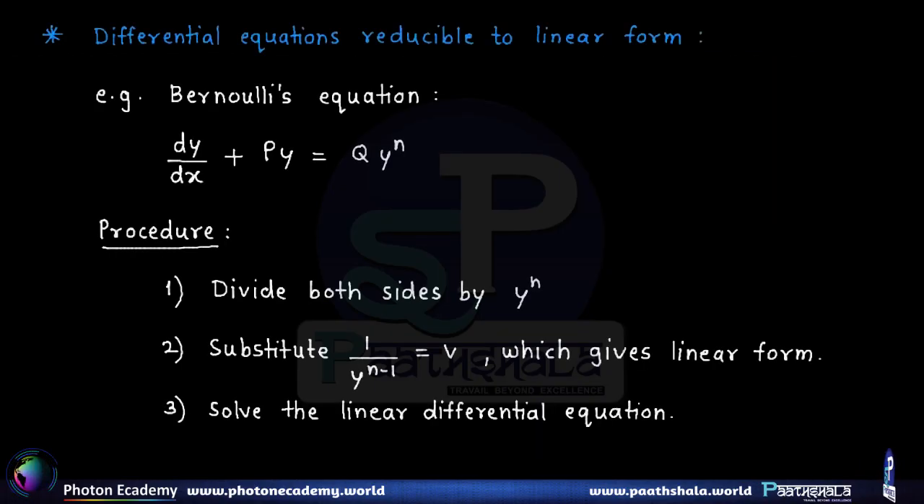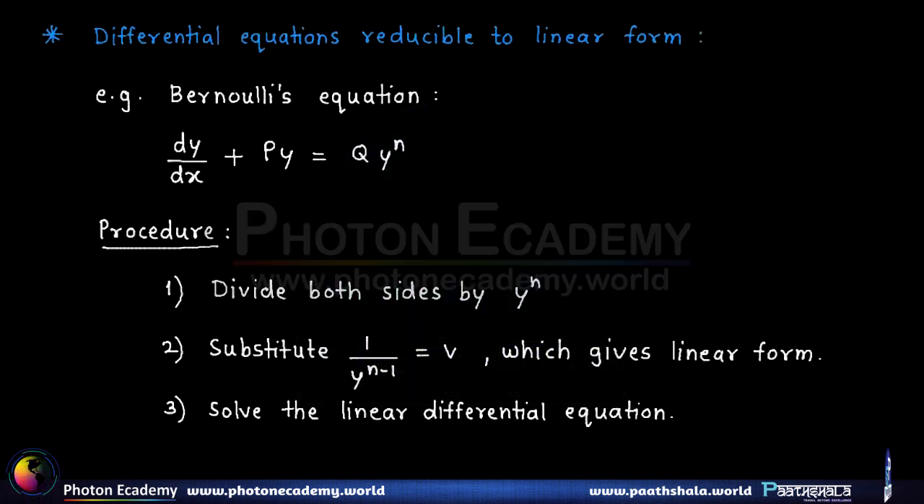Now let us see a case of differential equations which is reducible to the linear form. One of these is a very famous equation called Bernoulli's equation, and it is given by the form dy by dx plus py equal to q into y raised to n, where p and q are once again either constants or functions of x only.